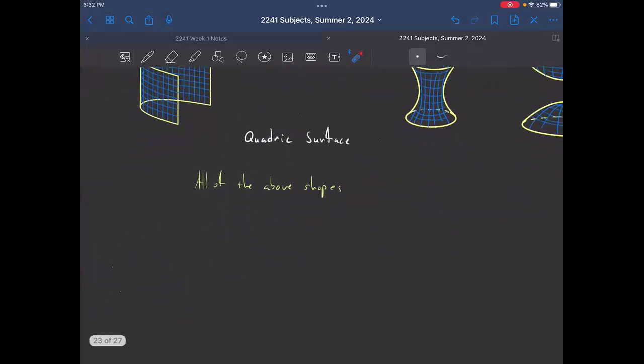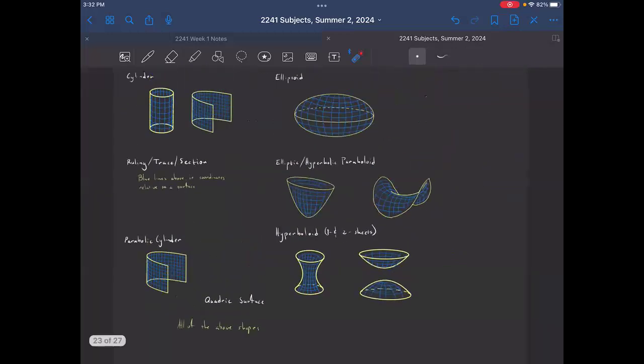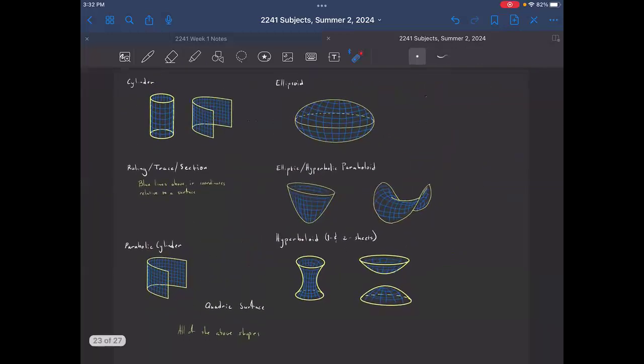All right, last, a quadric surface is any of the above shapes that we've just drawn. So, a pretty short overview, not much to worry about in this section. We're just going to be learning about how to recognize these things from their equations.